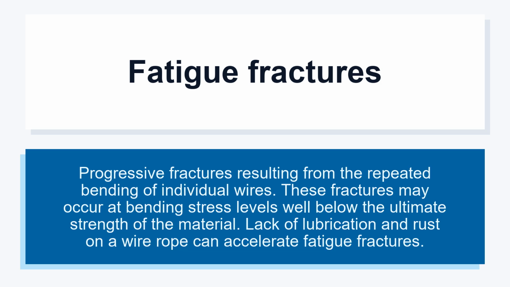Fatigue fractures. Progressive fractures resulting from the repeated bending of individual wires. These fractures may occur at bending stress levels well below the ultimate strength of the material. Lack of lubrication and rest on a wire rope can accelerate fatigue fractures.